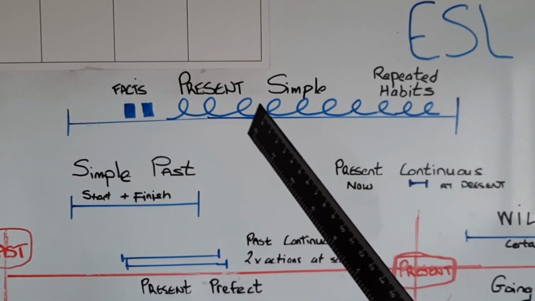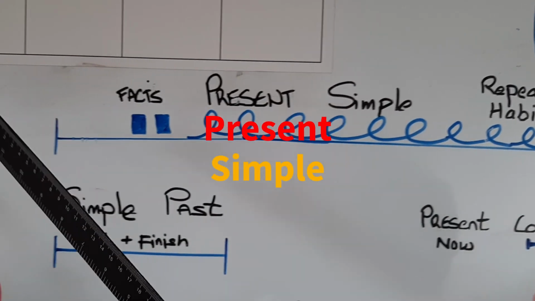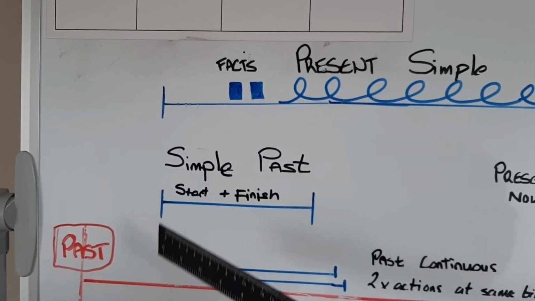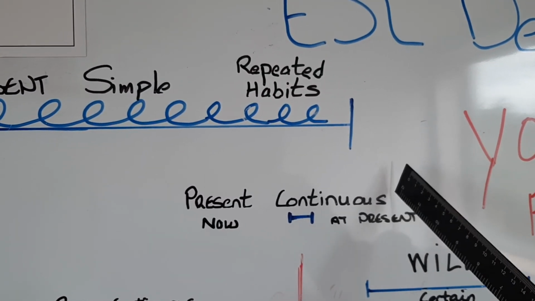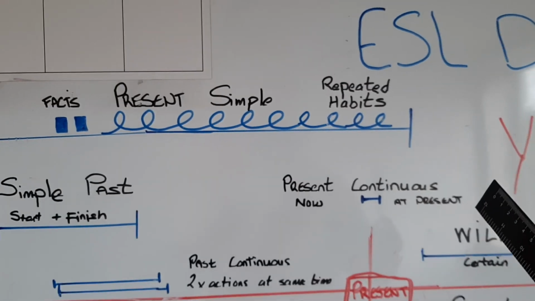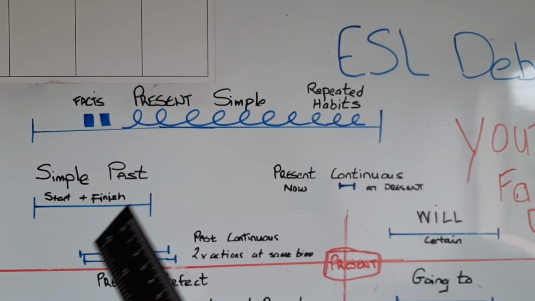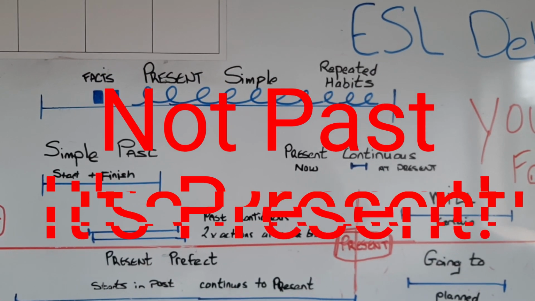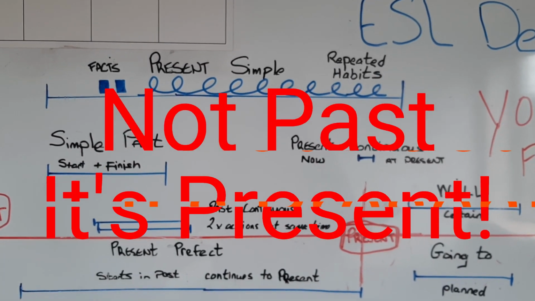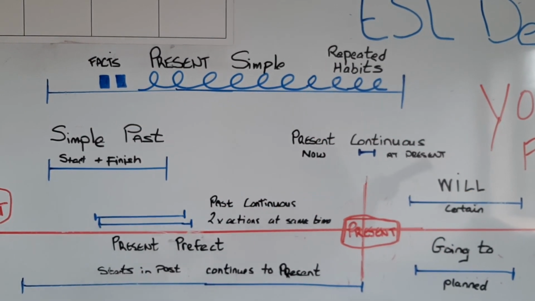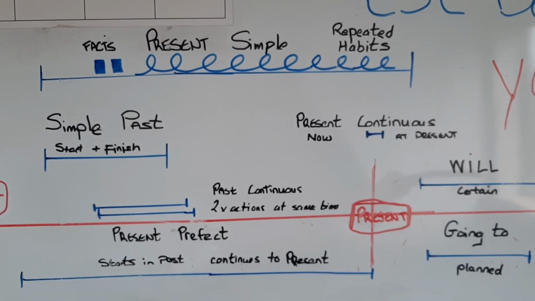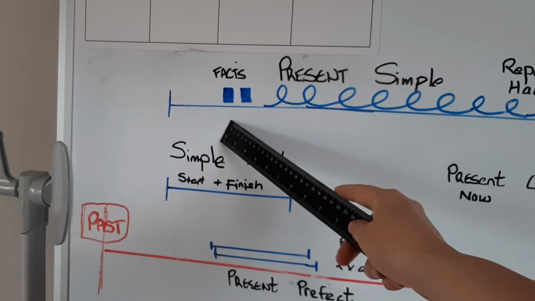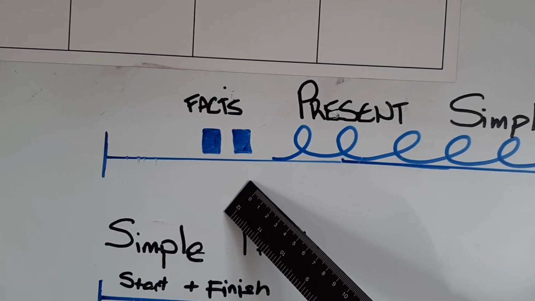Let's look up at the present simple tense. It starts in the past, continues past the present, and into the future. So the present simple covers all the timeline, really. And why does it do this? If it's present, why does it have the past and the future in it? Well, really because it's about facts, things that we know.